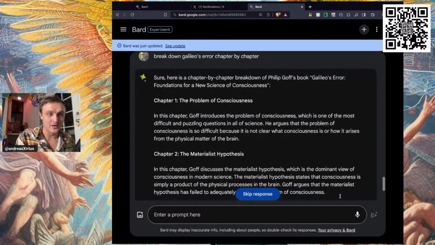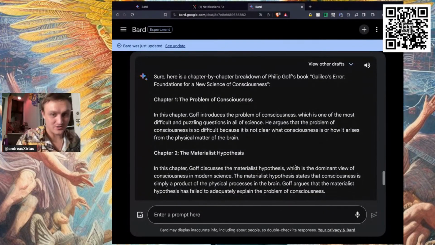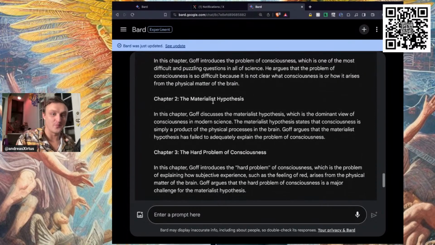Philip Goff's Galileo's Error. Chapter 1, Problem of Consciousness. In this chapter, Goff introduces the problems of consciousness, in which one of the most difficult and puzzling questions in all of science is, he argues that the problem of consciousness is so difficult because it's not clear what consciousness is. And so they go into the materialist hypothesis. Goff discusses the materialist hypothesis, which is the dominant view of consciousness in the modern science. Materialist hypothesis states that consciousness is simply a product of the physical processes in the brain. Goff argues that the materialist hypothesis failed to adequately explain the problem of consciousness.